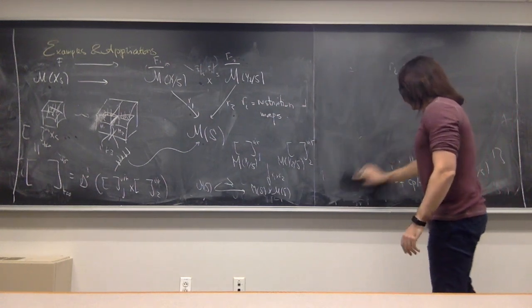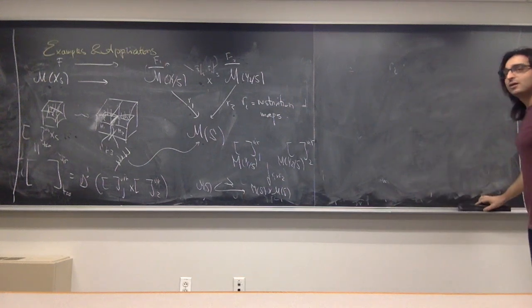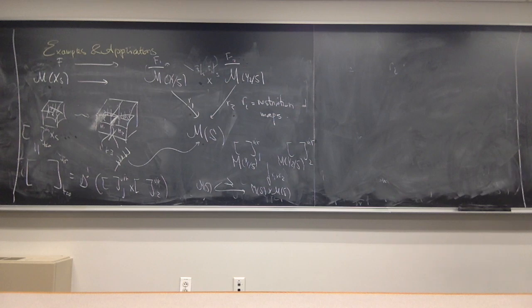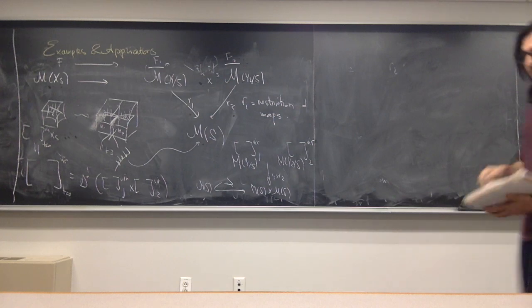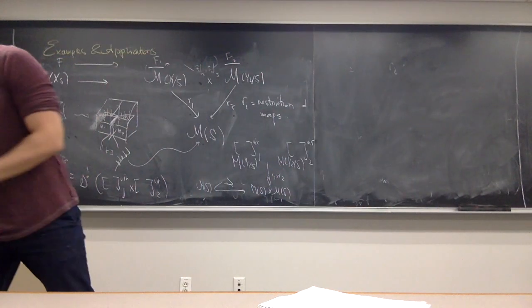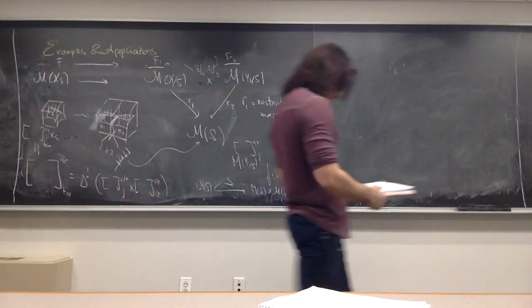So I would like to say that the R_i are Lagrangians, so that the fiber product is minus one shifted symplectic. Okay. So how to do it?